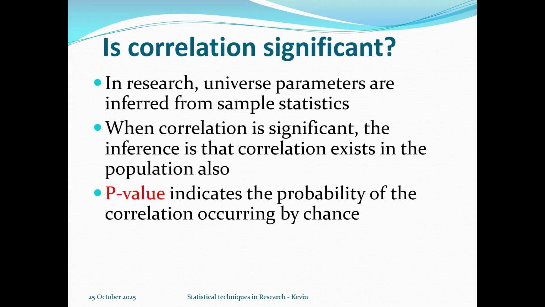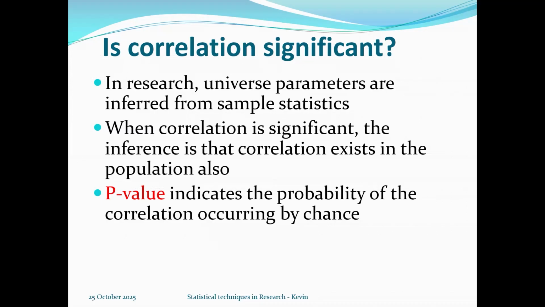Supposing the probability value is 0.2. That is 20%, in other words. So probability value is expressed in decimals; 0.2 is equal to 20%. So that means there is a 20% chance that the correlation exists by chance.